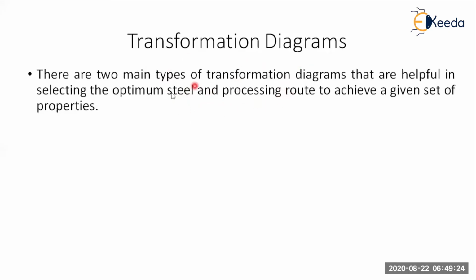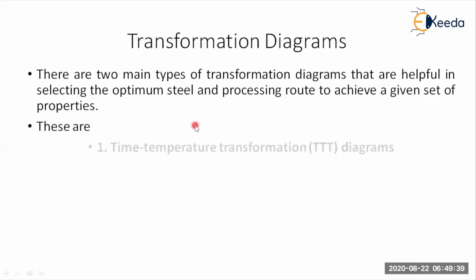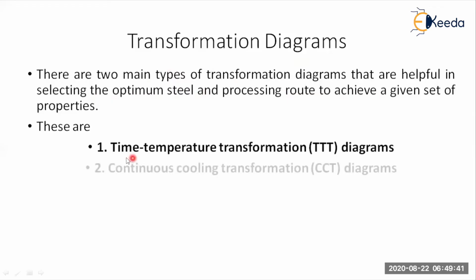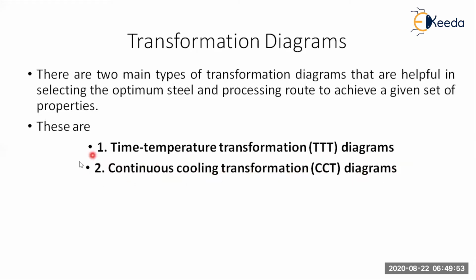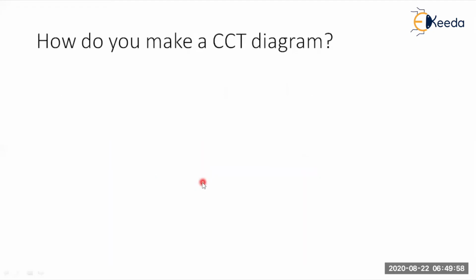What is the structure of the steel at a particular temperature, and at that time? All this information we will get from the transformation diagrams at a given set of properties. As I said earlier, two transformation diagrams are available. One is the time temperature transformation, the TTT diagram, and another one is the continuous cooling transformation, the CCT diagram. So in this session, we are going to discuss the CCT diagrams, the continuous cooling transformation diagrams.